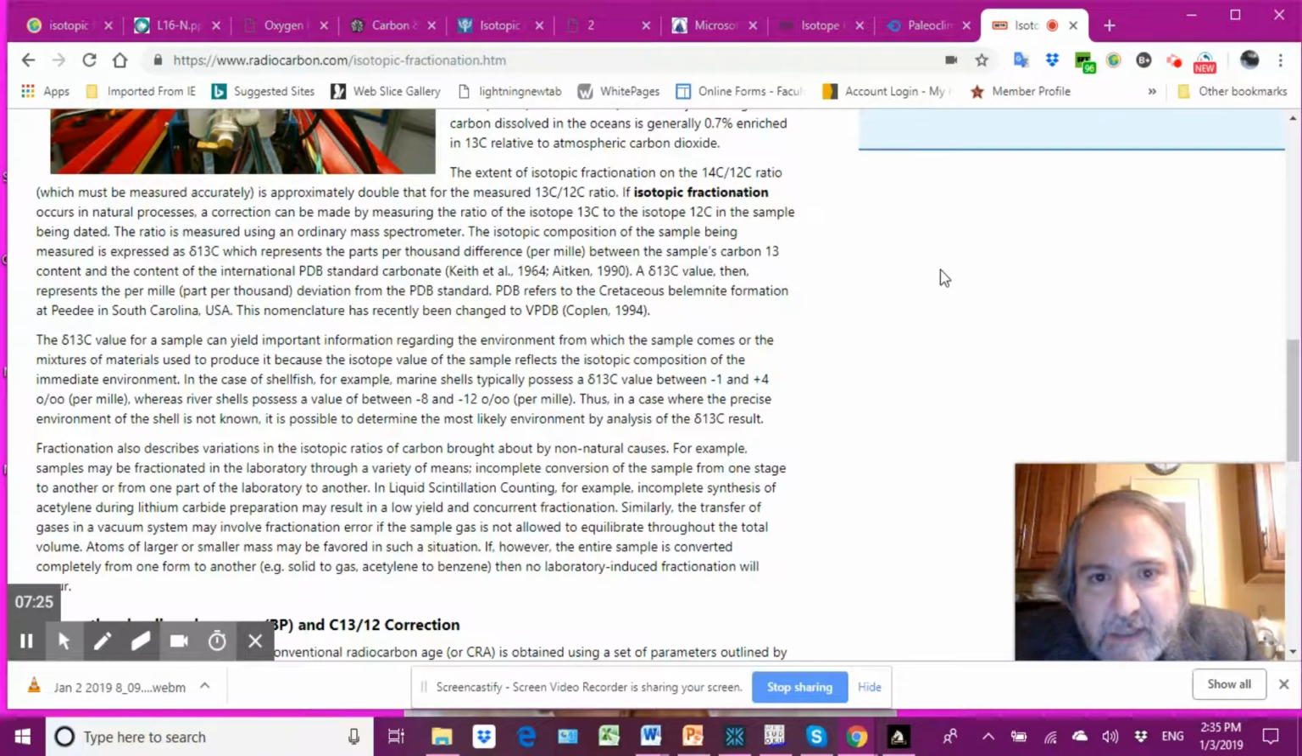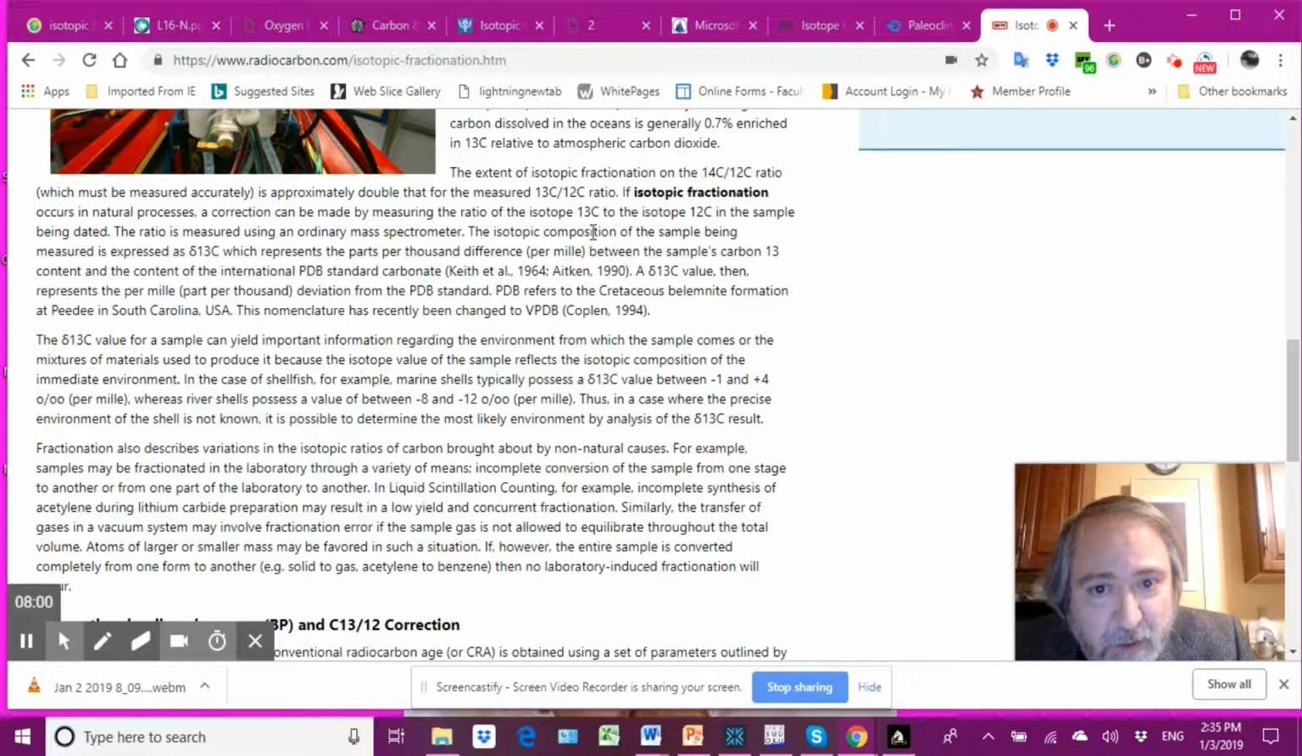The extent of isotopic fractionation, in this case of 14C to 12C ratio, which must be measured accurately, is approximately double that for the measurement of 13C 12C ratio. If isotopic fractionation occurs in natural processes, a correction can be made by measuring the ratio of the isotope 13C to the isotope 12C in the sample being dated. This is how we accurately use carbon-14 dating. The ratio is measured using an ordinary mass spectrometer.